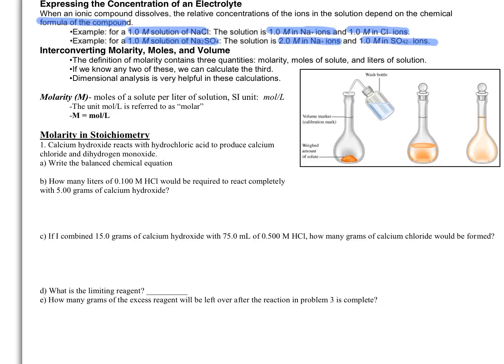So the definition of molarity contains 3 quantities. We have molarity, moles of solute, and liters of solution. If we know any 2 of these, we can always calculate the third. So anytime we're dealing with molarity, try and find moles or try and find liters. You must have the other one already. Dimensional analysis is going to be used with this. For molarity, we have molarity equals moles over liter.